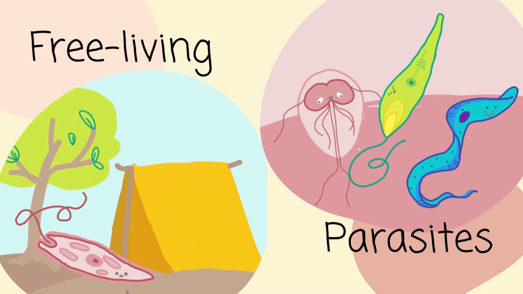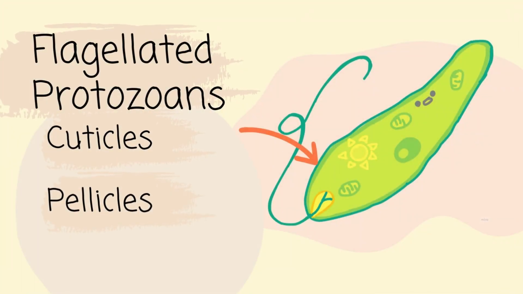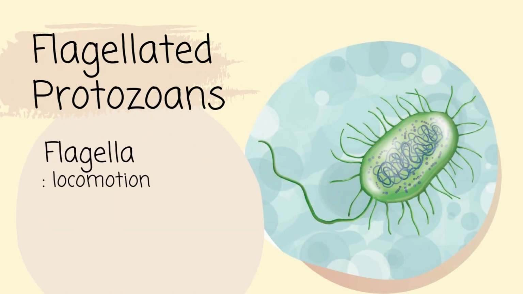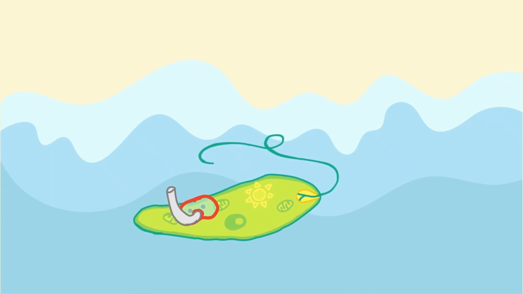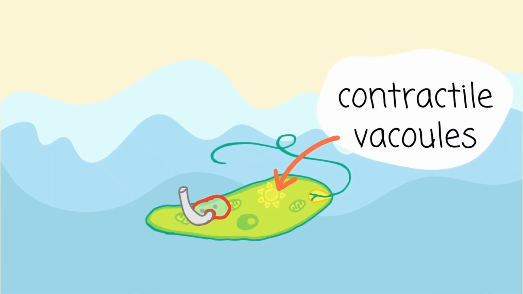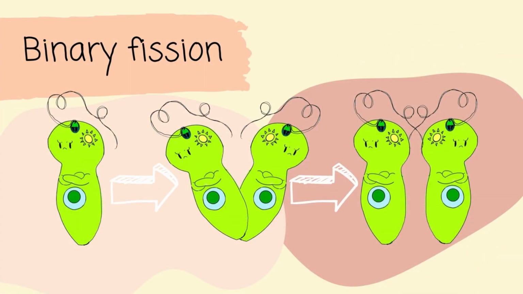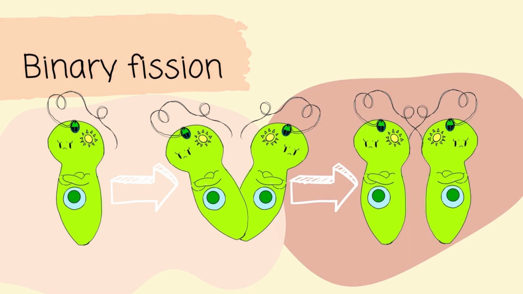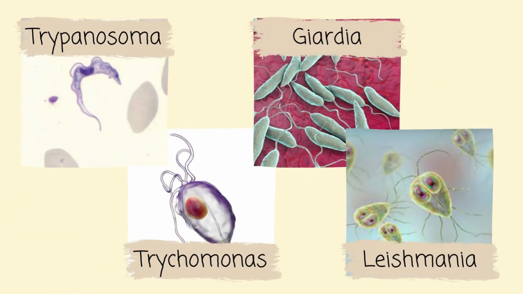Secondly, flagellated protozoas are the group of protozoas that either live freely or as parasites. They have cuticles or pellicles that cover their body and maintain their shape. Obviously, as the name suggests, they have flagellas that are responsible for locomotion. The freshwater form of flagellated protozoas contains contractile vacuoles. This type of protozoas mainly reproduces asexually, by binary fission. Some examples of flagellated protozoans are Trypanosoma, Trichomonas, Giardia, and Leishmania.